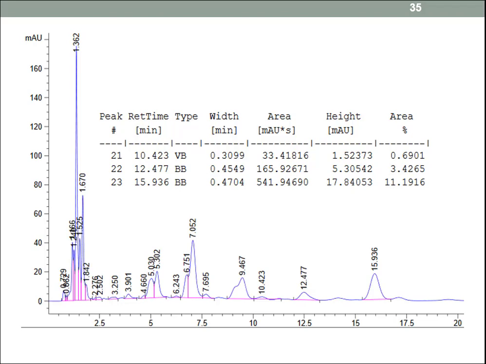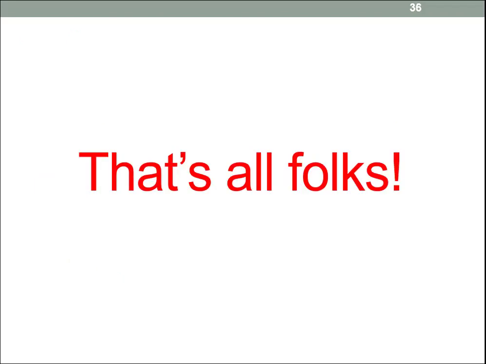The system will produce a lot of data, and we need to be aware that what we're interested in is the peak area at a particular retention time. So in this case, 541.94 milliamperes at 15.9 minutes. Right, okay, so we'll talk about all this in the lab.